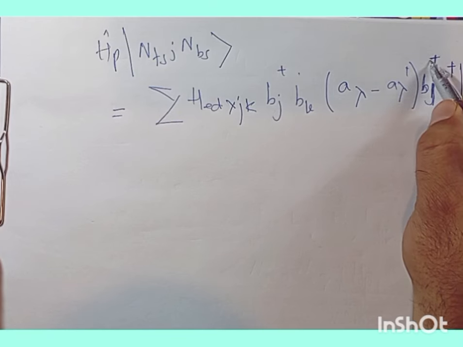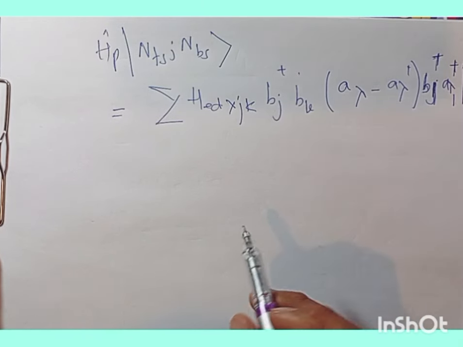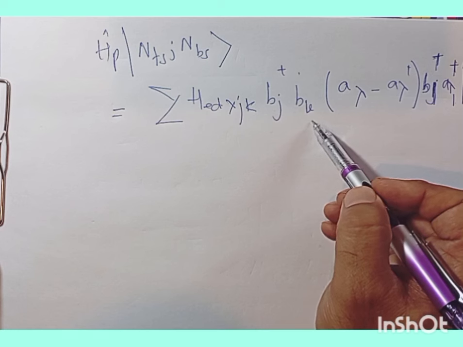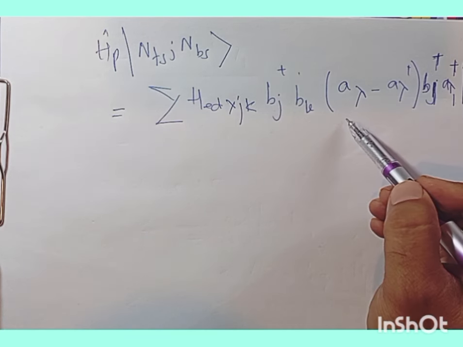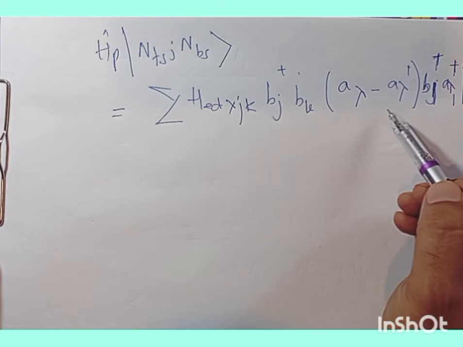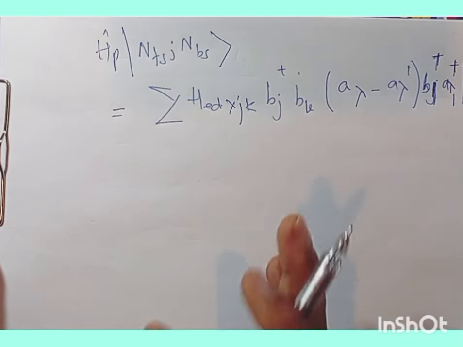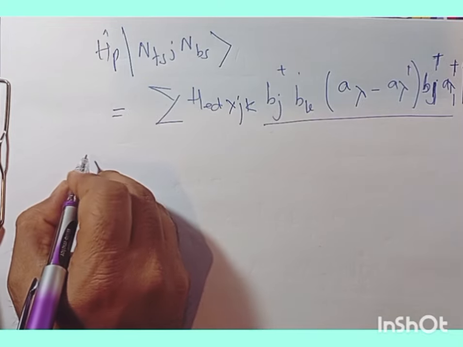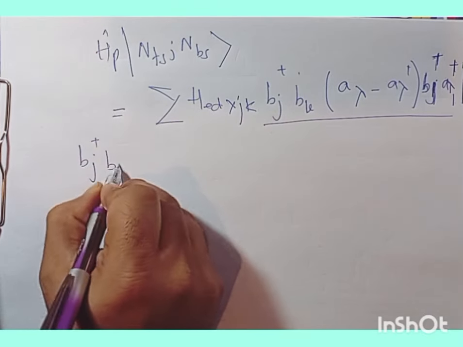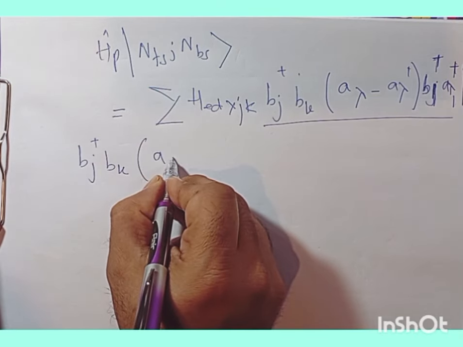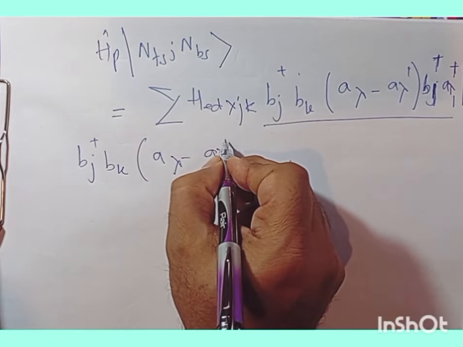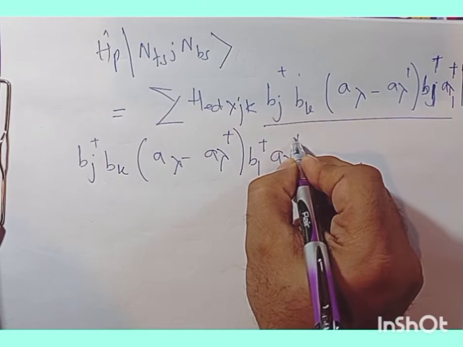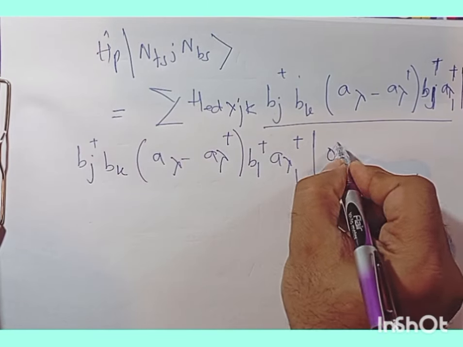Dagger is the representative of the creation operators. So we have the creation operator for the jth electron, the annihilation operator for the fermion, the annihilation operator for the photon, and the creation operator for the photon. We would like to examine these operators included in this equation. So let us go with BJ dagger BK times (A lambda minus A lambda dagger), then B1 dagger, then A lambda 1 dagger, on the state zero.